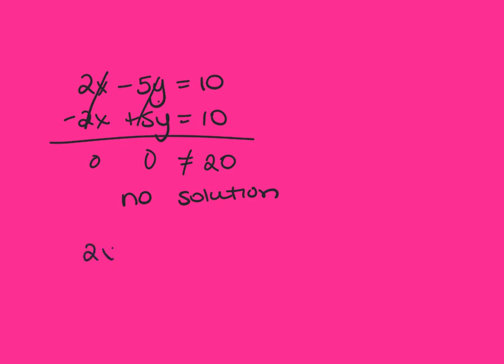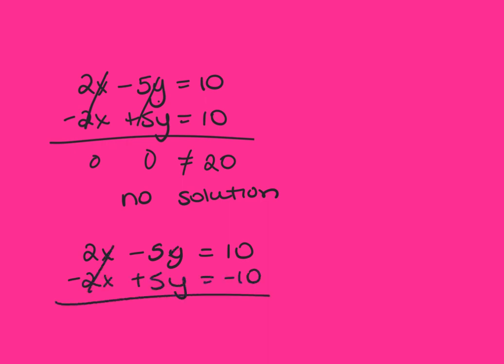If I had 2x minus 5y equals 10 and negative 2x plus 5y equals negative 10, now these would cancel. I'd get 0 equals 0, and that one is always true, so this would be all real numbers. So those are the two scenarios that you would have special cases for.